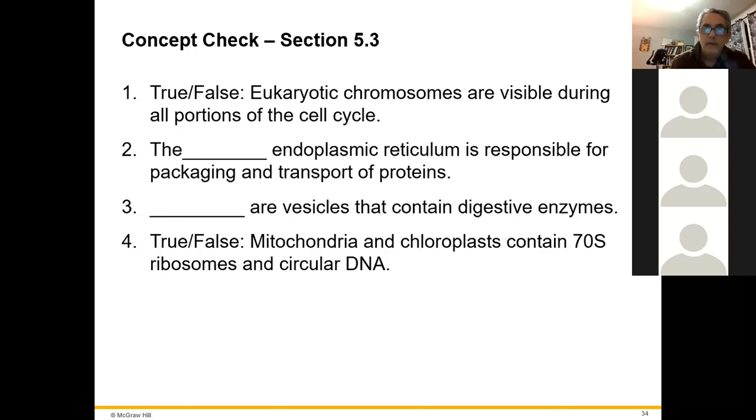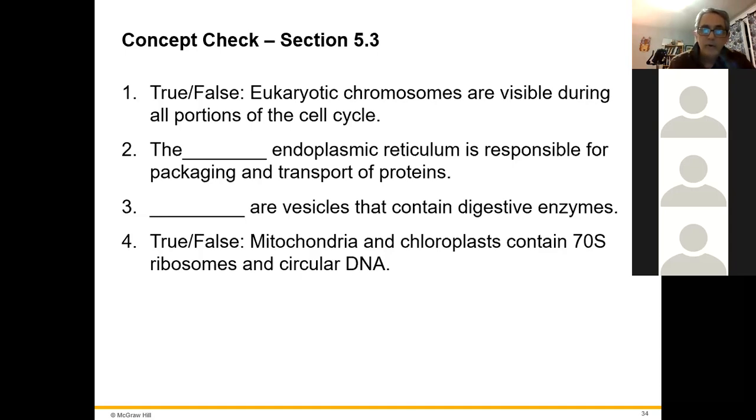The blank endoplasmic reticulum is responsible for packaging and transport of proteins. That would be the rough endoplasmic reticulum. Vesicles like the lysosomes, digestive enzymes. I'm sorry, somebody had a question? No, I was just answering the third one, lysosomes. The third one, yes. True or false? I'm sorry, I'm jumping a bit ahead.